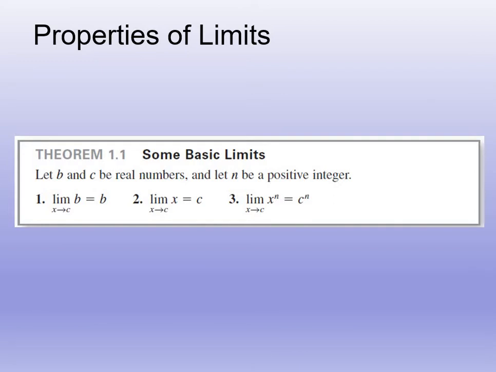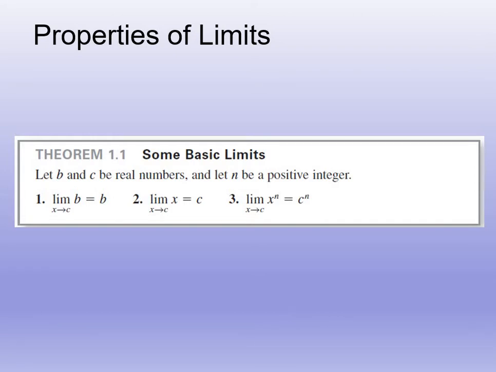If we look at Theorem 1.1, there's three pieces to it. The first is the limit of b as x approaches c equals b. b is just a constant, a number. So the limit of a constant as x approaches whatever is going to be that constant. The second one, the limit of x as x approaches c is c. We're using direct substitution there. So if c was 5, we would substitute in 5 and the limit would be 5. Whatever value c is, that will be the limit in that case.